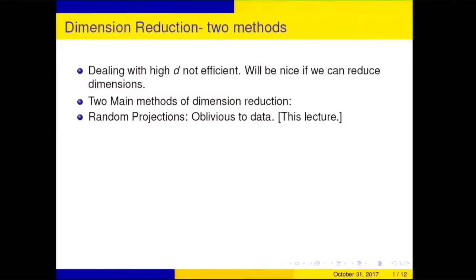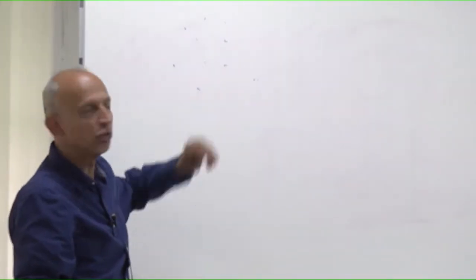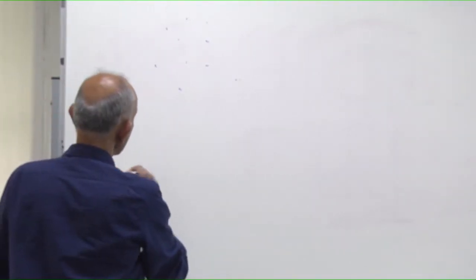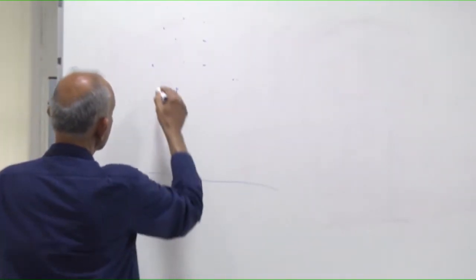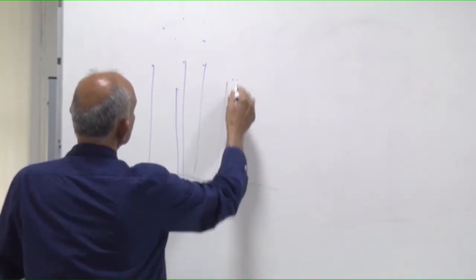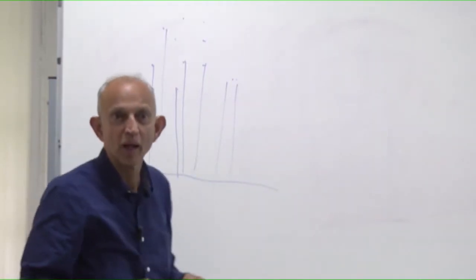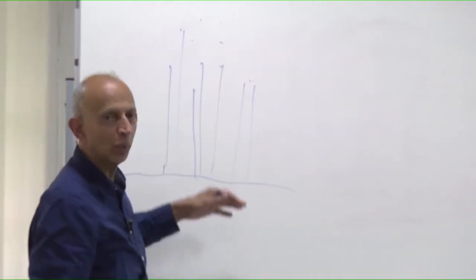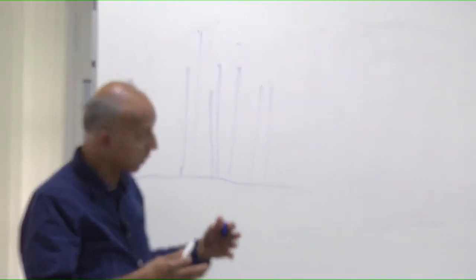There are two main methods of dimension reduction. So one is random projection. It's difficult to represent very high dimensions on the board, right? Random projection just means that I can show you two-dimensional points. There are points in two space that are your data points, and you project onto a line. Orthogonal projection. And so on, right? Now, if you project 2 to 1 dimension, there will be a lot of problems.